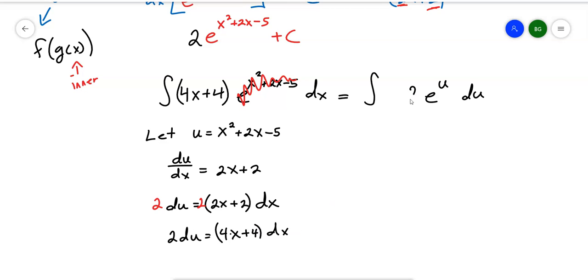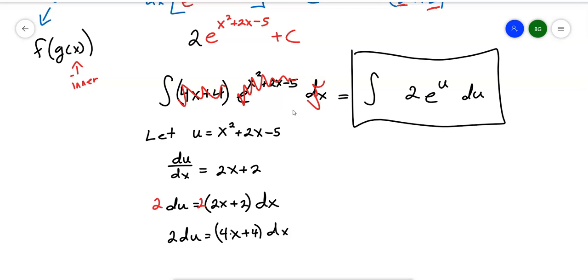And now I can swap everything out. So it's actually just going to have to be 2 du. And that takes care of the 4x plus 4 and the dx. And now everything's swapped out. The idea is this integral here is probably much simpler than the integral we started with, and of course it is. Remember, constant multiples can be moved outside. And e is its own antiderivative, so it's just going to be 2 times e to the u plus c. Don't forget your arbitrary constant.